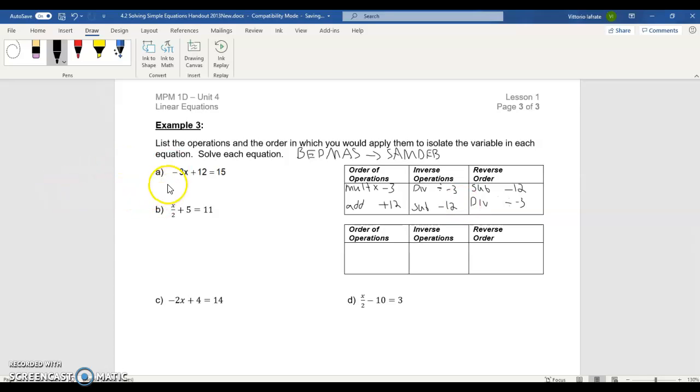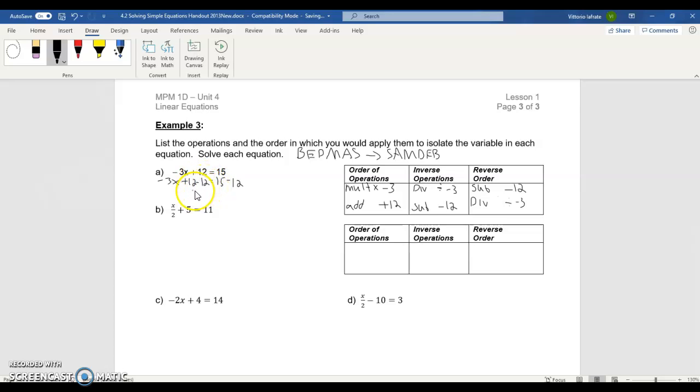So I'm going to start that out over here. We have -3x plus 12. The opposite of plus 12 is -12. Is equal to 15 minus 12. If I do minus 12 on the left side, I need to do it on the right side as well. Plus 12 minus 12 is 0.